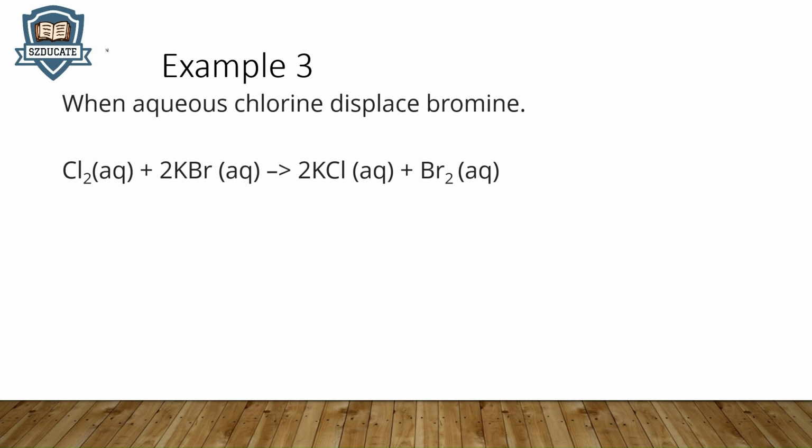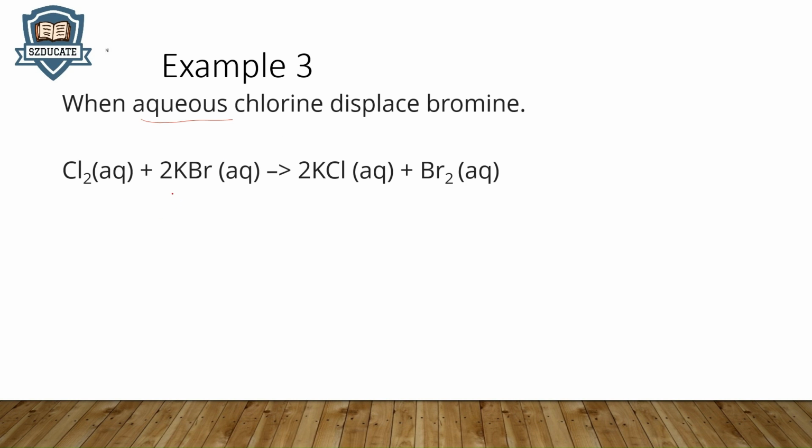Notice that's why it's aq. Now, if you are not dissolving the chlorine in water and you are bubbling it through potassium bromide solution, then the state symbol here will be g. But in this case, I said aqueous chlorine. In fact, when you are reading the question, be very mindful of all these terms. If they say aqueous, it means aq. If they say chlorine is bubbled through, then it should be state symbol g.